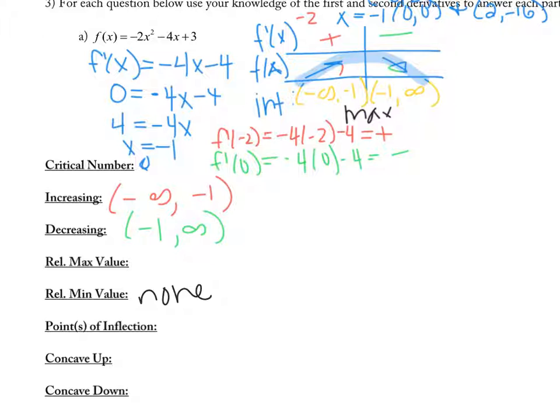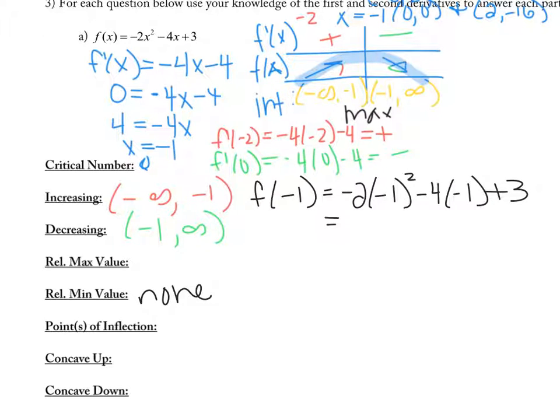Okay. To find the relative maximum value, now notice on here it doesn't ask for the point, it just asks for the value. Remember that you always have to go back to the original to find the y values. So we're going to do f of negative 1. Okay, so we get negative 2 plus 4 plus 3, which gives me 5. So the ordered pair, the relative maximum, occurred at negative 1, 5. So the relative maximum value is just 5.